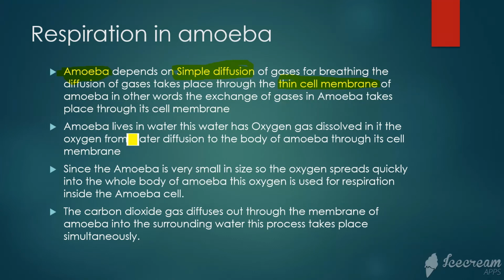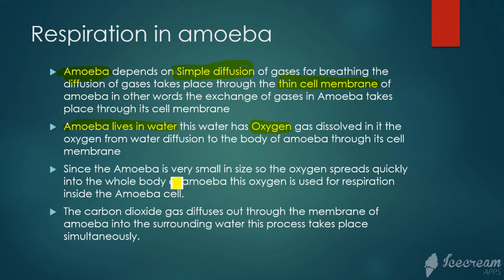Okay, so amoeba lives in water. This water has oxygen gas dissolved in it. The oxygen from water dissolves in the body of amoeba through its cell membrane. Where does amoeba live? It lives in water. The dissolved oxygen in the water will diffuse in through its cell membrane, and after respiration the carbon dioxide produced will be diffused out of the cell through the cell membrane. Since amoeba is very small in size, oxygen spreads quickly into the whole body of amoeba. This oxygen is used for respiration inside the amoebal cell.